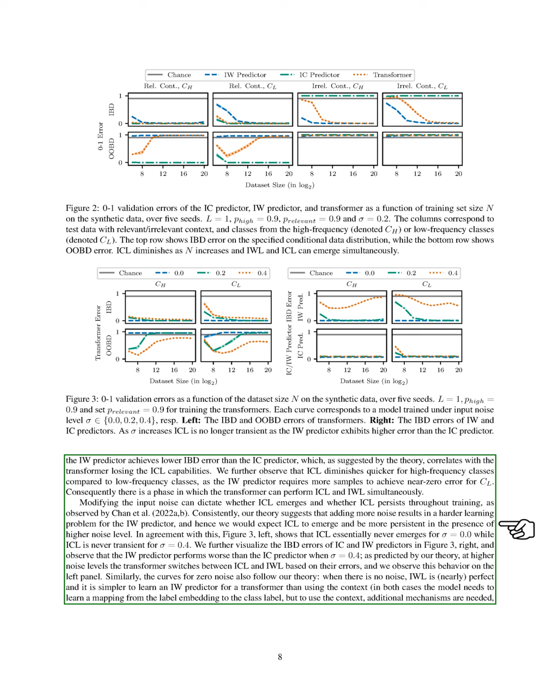Our theory suggests that more noise complicates the learning process for the IW predictor, making ICL more likely to appear and last longer with higher noise levels. For instance, we observe that ICL rarely appears with no noise, while it remains consistent with a moderate noise level. Additionally, we visualize the error rates of IC and IW predictors and see that the IW predictor performs worse under higher noise, confirming our theory that the transformer alternates between ICL and IWL based on error rates.